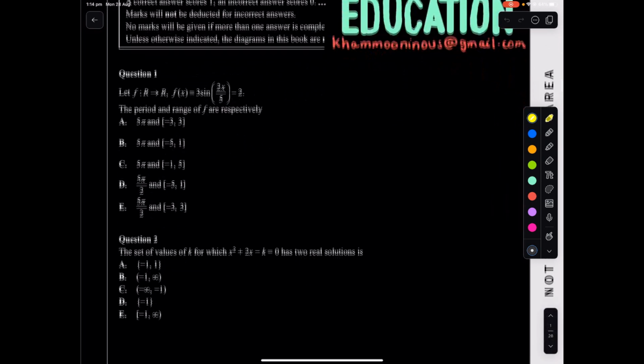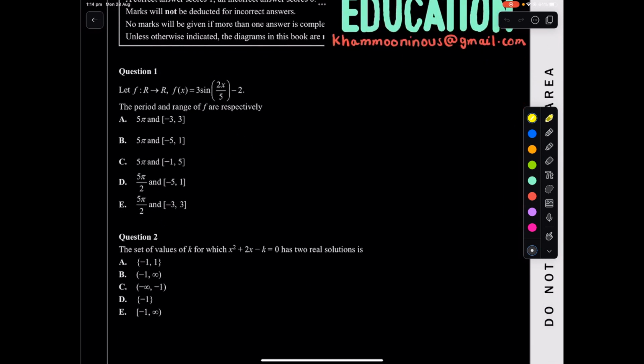Okay, question 1. Let f be all reals, and f of x is this function. The period and range of f are respectively what? Okay, the period is known to be 2 pi over n, and our n value is what's next to the x. So pretty much 2 over 5. So we can say 2 pi, our n value is 2 over 5.